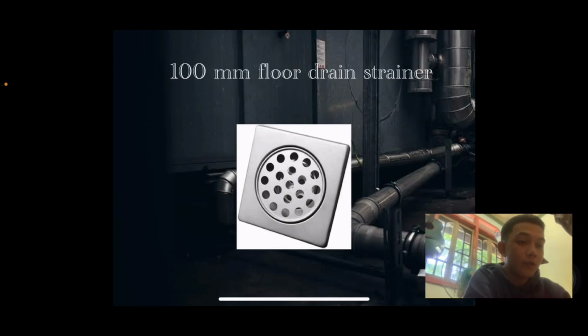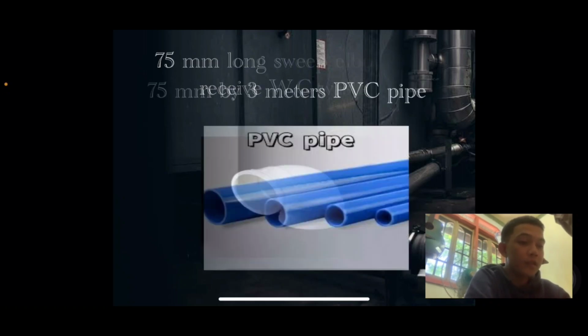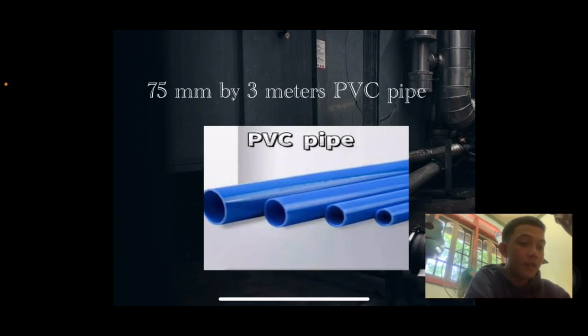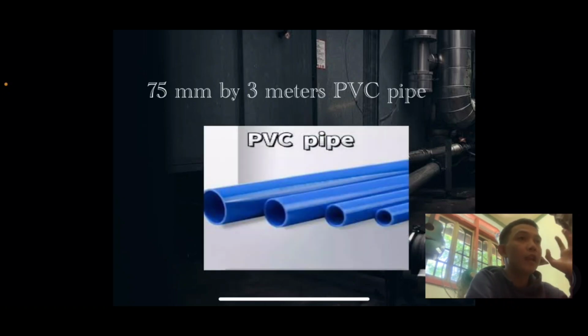Next is 100 mm floor drain strainer. So ito na yung ating mga strainer sa floor drain. Okay. Next is 75 mm long sweep elbow to receive WC waste. Next is 75 mm by 3 meters PVC pipe. Okay, so yun na yung mga nabanggit, yun na yung kailangan natin sa drain. Kumbaga, yung drain part lang nung ating comfort room.